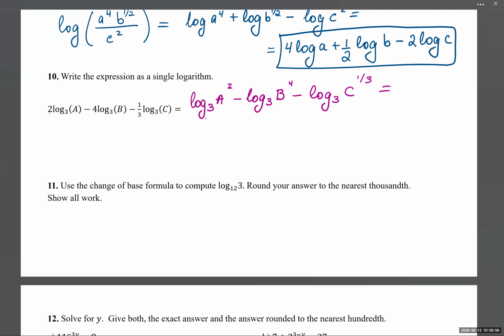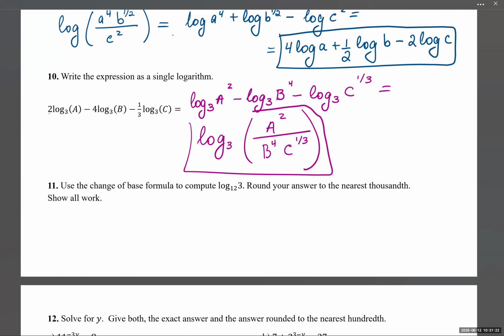Okay, now the log that does not have a minus in front of it, that letter will go in the numerator. So a squared is in the numerator, then divided by, since both of the other two logs have a negative sign, their letters will go in the denominator. B to the fourth, and then c to the 1/3. You can also represent 1/3 as a cube root. It will be correct.